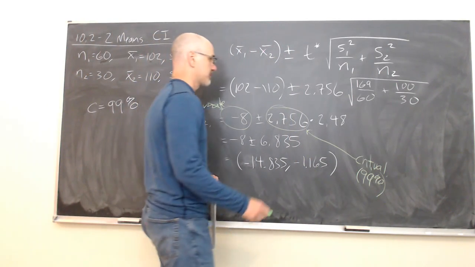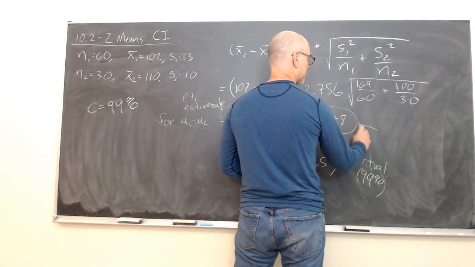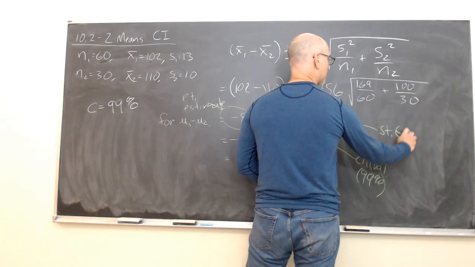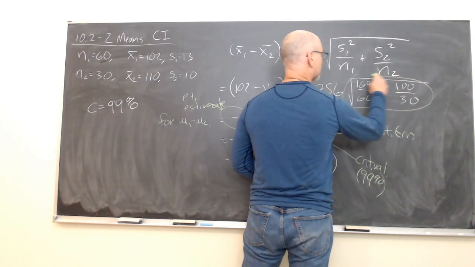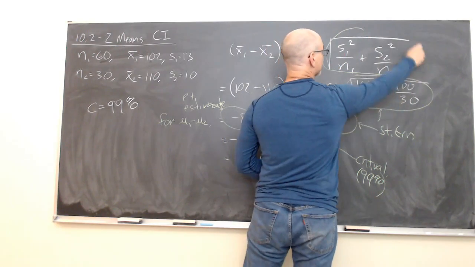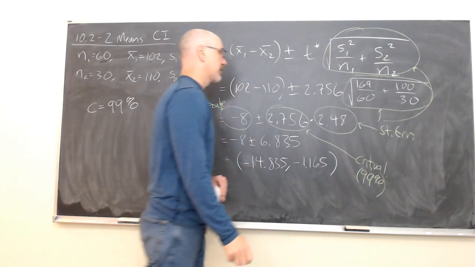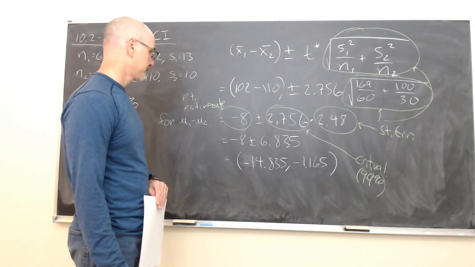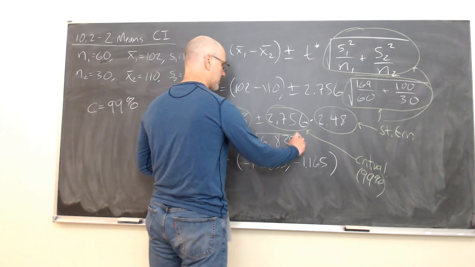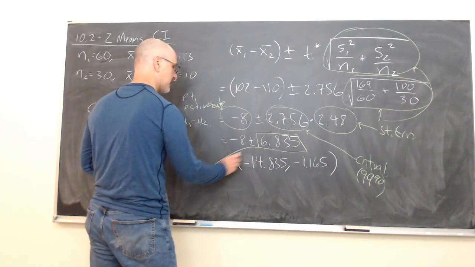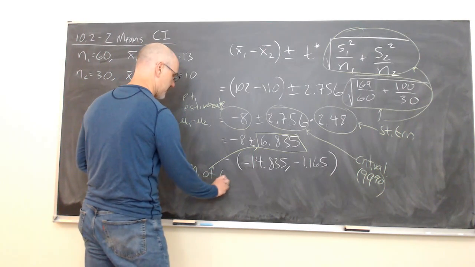And then the standard error is this 2.48, which is also the square root portion of the confidence interval, right? So those are all standard error, just with the numbers plugged in. And then finally, standard error times critical value is the margin of error. So in this case, that's my 6.835. So the margin of error is there.